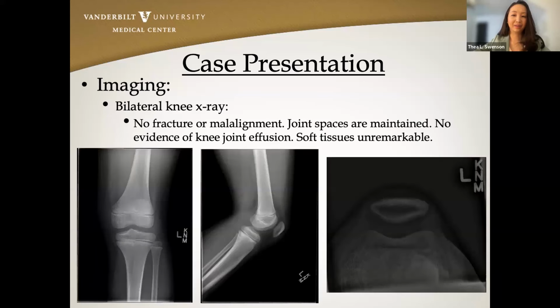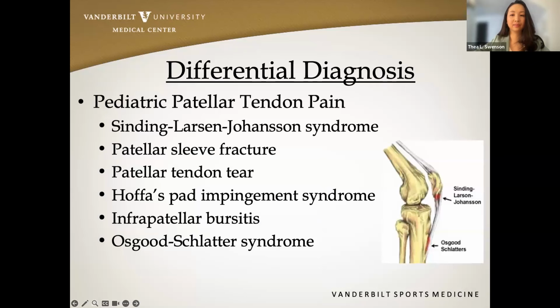We obtained bilateral knee x-rays, which were normal. There was no fracture or malalignment. The joint spaces were maintained, and there was no evidence of knee effusion. The soft tissues were unremarkable. These images are just of his left knee, but you can see that his growth plates here are still open, and they haven't fused, so he's skeletally immature.